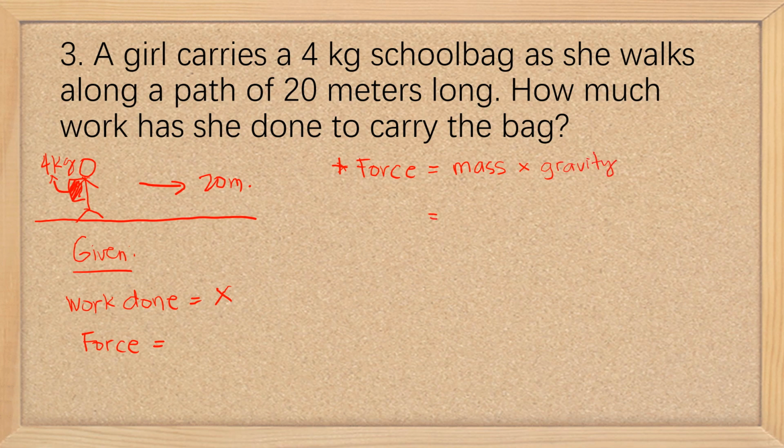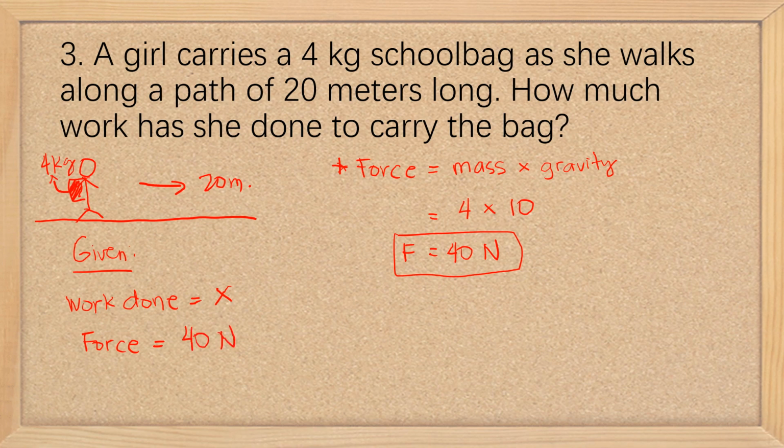right? So your mass here, I'll just remove the unit now. So your mass, which is 4 kilograms, and then the force of gravity, which is 10 meters per second squared. So our force here, 4 times 10, you will get a value of 40 N. So force here is 40 N.